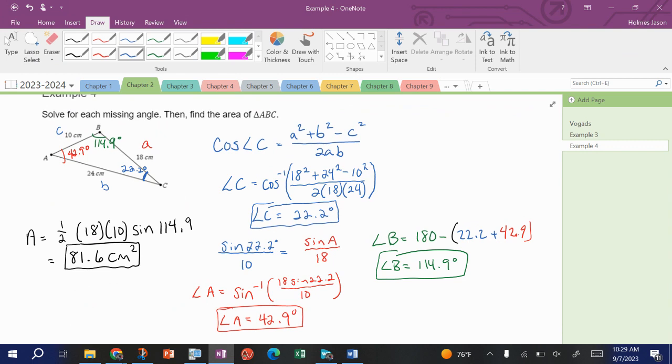From there, it was getting the third angle, which I just used the triangle angle sum theorem, that they add up to 180 degrees. Once I have all three angles, I pick the angle in between two sides. I used 114.9 degrees and then 18 and 10. And then I used the formula for the area of a triangle and ended up with 81.6.